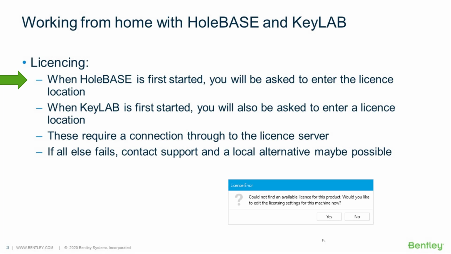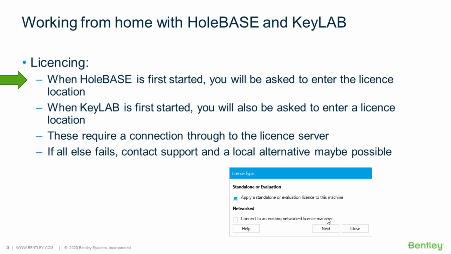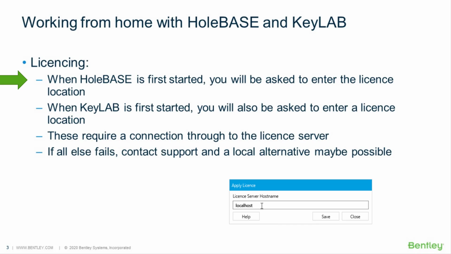Both HoleBase and KeyLAB require a connection through to the license server. For HoleBase, when you first start it and you can't find a license, it will ask you to enter your license location. Simply click on the option for a network license and then enter the server name that you require. If the server name can't be found for whatever reason, then the program will give you a message to say that this is not the case. This is where it would be worth checking that you have a valid VPN connection through to the server, and if this all seems to be working, then contact the support team who can help you further.